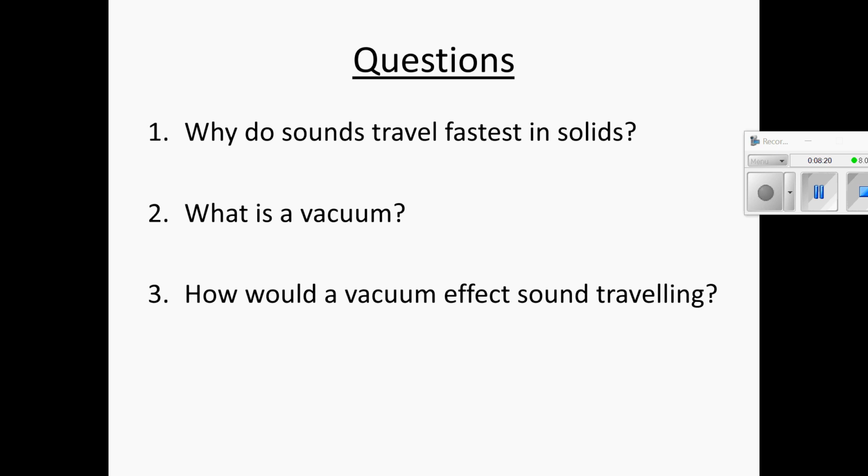So why do sounds travel fastest in solids? What is a vacuum, and how would a vacuum affect sound traveling? Now, hopefully you know what a vacuum is. A vacuum is when there are no particles. So if there are no particles, would sound be able to actually travel through it?